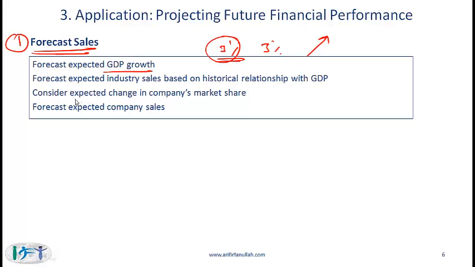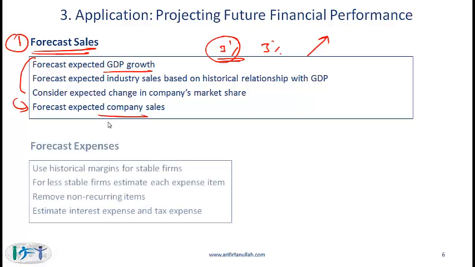We should then consider the market share of the company that we are evaluating and whether that market share is going to change or not. If the market share is not going to change, then we can simply say that the increase in sales will correspond to the increase in the size of the industry. Based on this information, we then forecast company sales. Then to come up with the estimated net income, we have to forecast expenses.